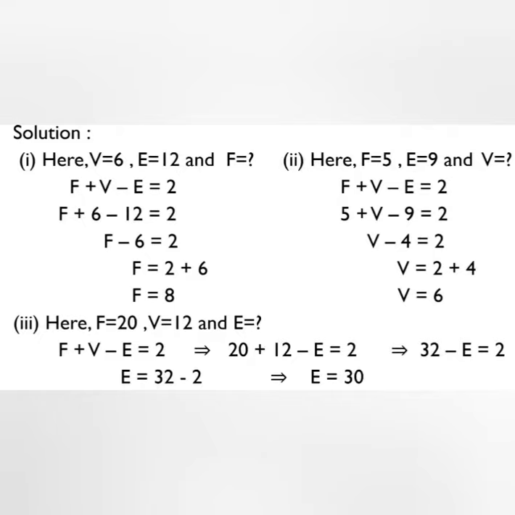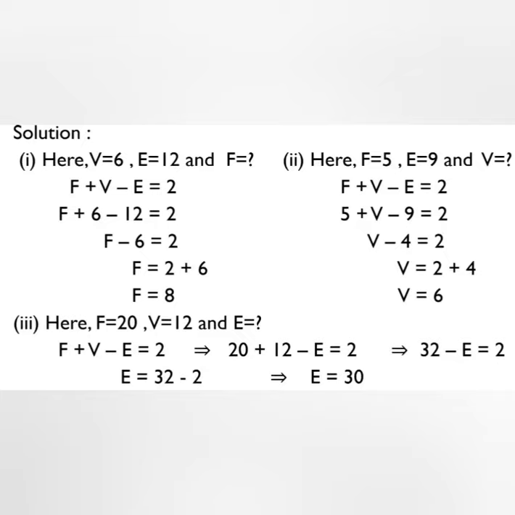Next, question number 2. Here faces are given 5, number of edges are given 9, and number of vertices we have to find. Again we use Euler's formula, F plus V minus E equal to 2. We put the value of faces and edges, that is 5 plus V minus 9 equal to 2. So we will get minus 9 plus 5, that is minus 4. So we will get V minus 4 equal to 2. So V equal to 2 plus 4. So V equal to 6. So number of vertices are 6.